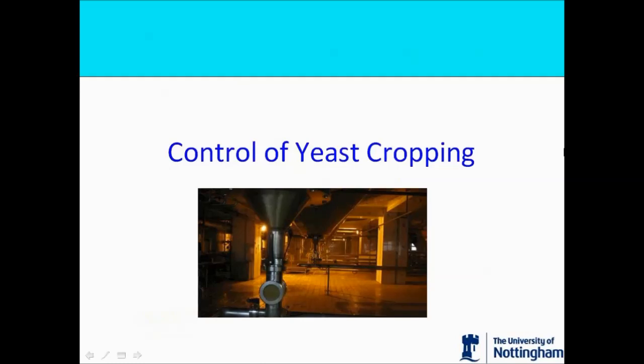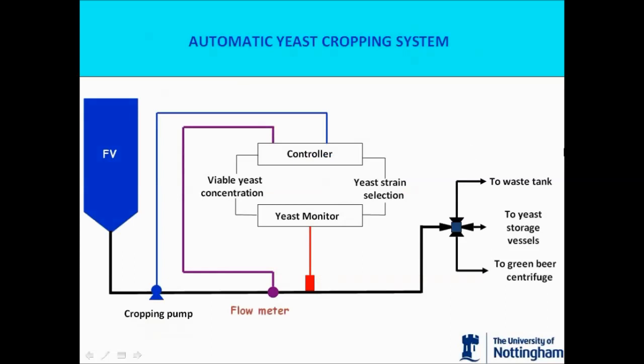It obviously follows that you can use more or less the same system in order to control taking off a yeast crop, and a cropping system would actually look something like this. So in this case, you have the yeast probe mounted in the main where you're taking off the yeast crop, and you measure the viable yeast concentration in line as you take off the yeast crop. If you have a suitable flow meter in line as well, then obviously you can calculate the total mass of yeast that you've taken off the vessel.